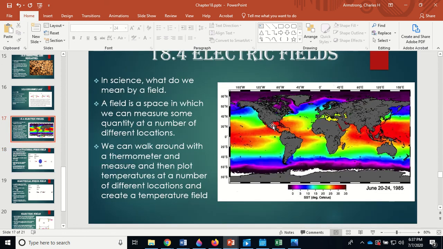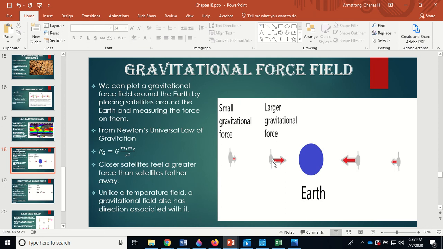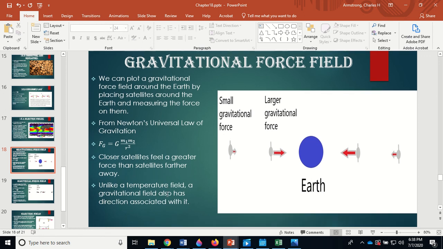Unlike the temperature field, this doesn't have the direction associated with it, right? Temperature gradient, maybe. How does the temperature change? Okay, but temperature itself does not. But the gravitational force does, pointing in towards the Earth. It does have a direction associated with it. So this is a field that has a direction and a magnitude associated with it. Okay, so unlike temperature field, the gravitational field also has direction associated with it.